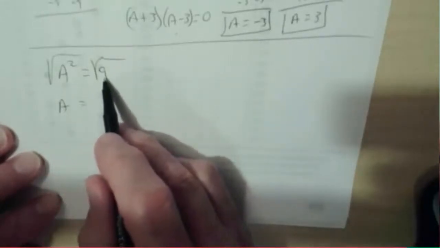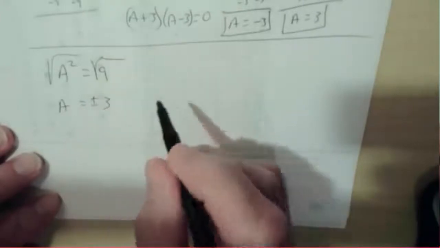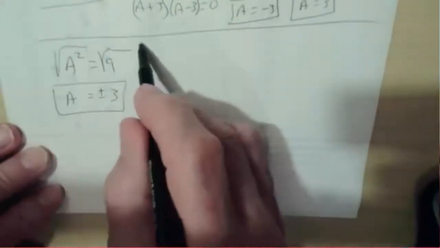Now, we can also look at it like this. If a squared is 9, how do we undo a square? Square root, right? So we can square root this side, square root this side. So a equals, remember the square root of a squared is a, equals what? What is the square root of 9? Remember, square root means what number times itself is 9, plus or minus 3, which is exactly what we got up here.